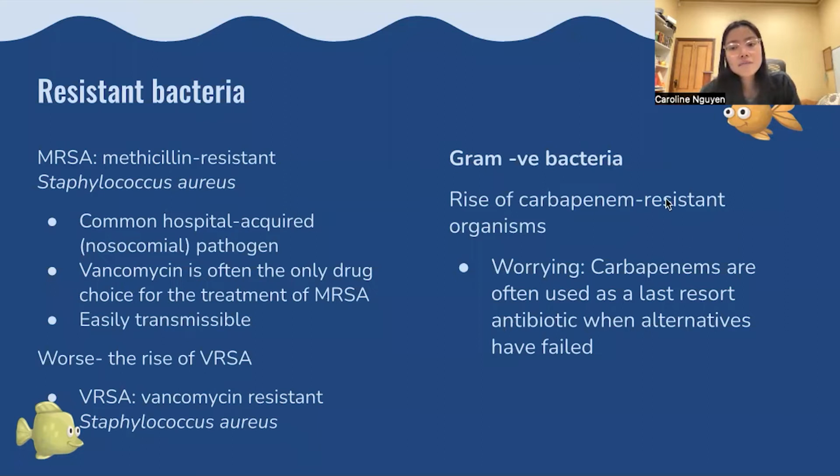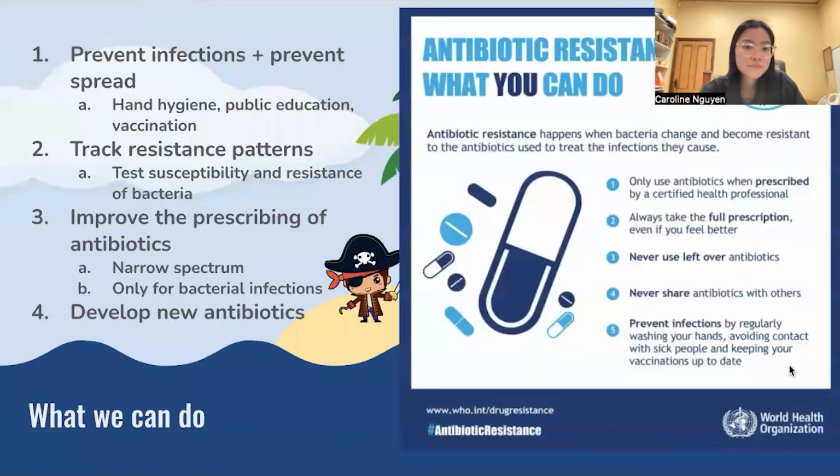Sometimes this drug, carbapenems, are the last resort for gram-negative bacteria, but now there's a rise of gut bacteria that is carbapenem resistant. And these are two examples of things that we need to look out for, and two examples of the rise of antibiotic resistance.